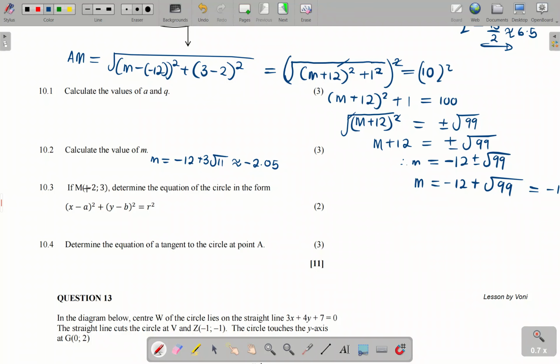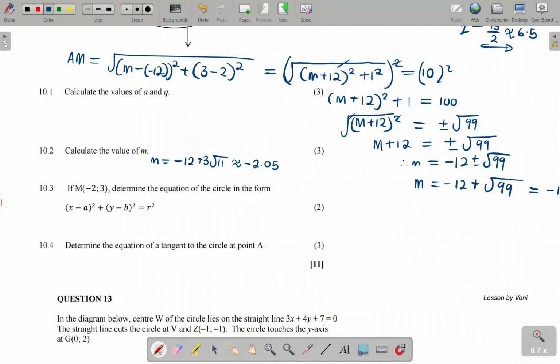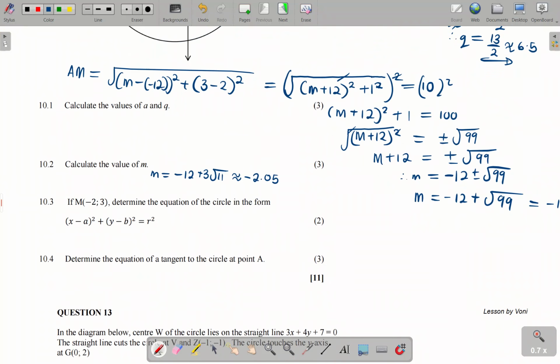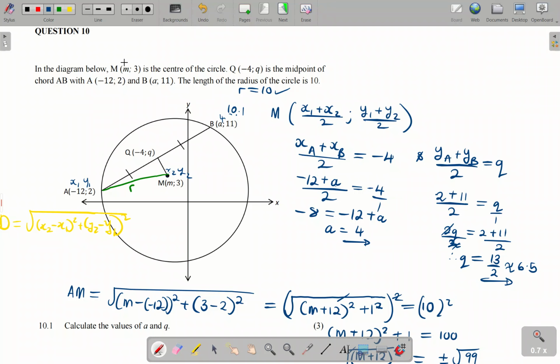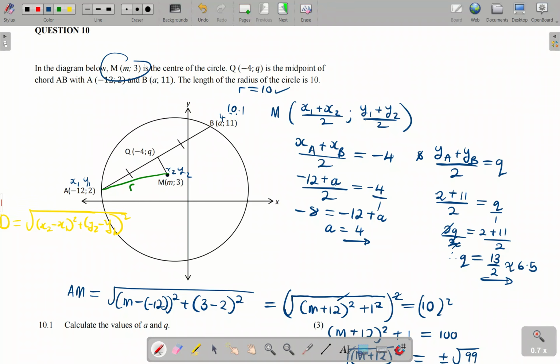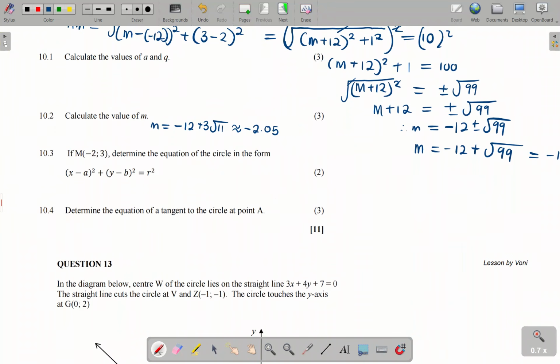So now they say if m is this, determine the equation of the circle. So guys, we're not going to waste time there. We know that m is the center of the circle. So for us to write this equation of a circle, we just need the value of a and the value of b, and we are going to find that by using the coordinates of the center.